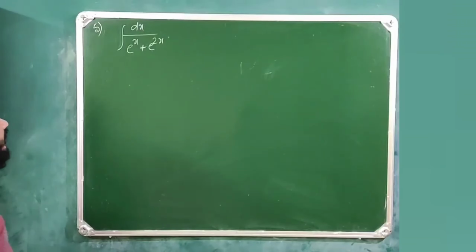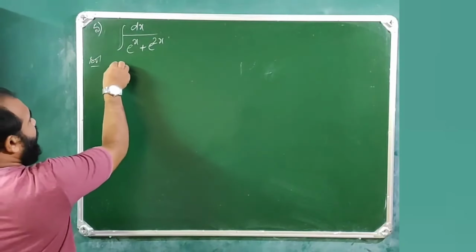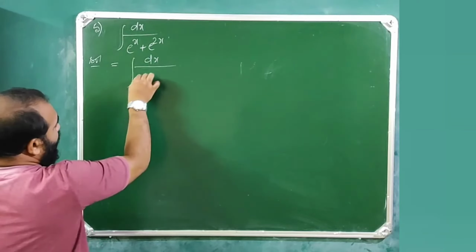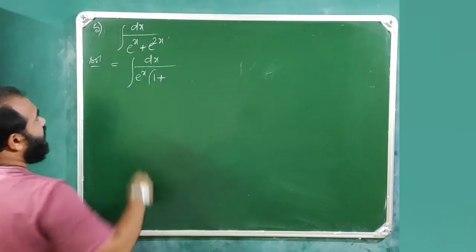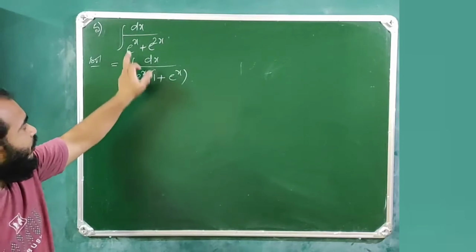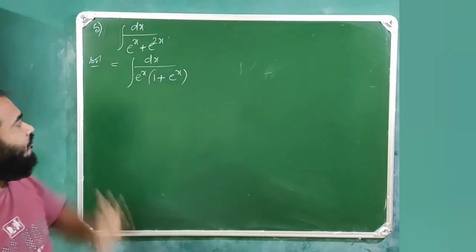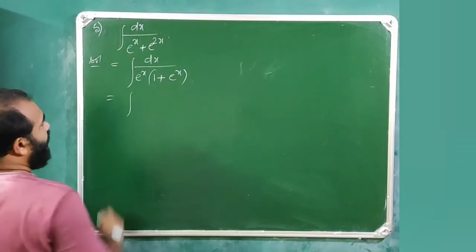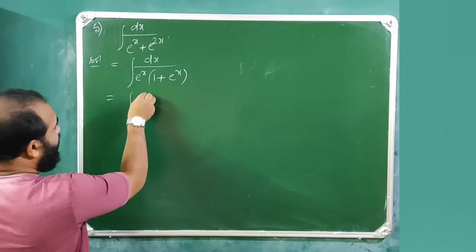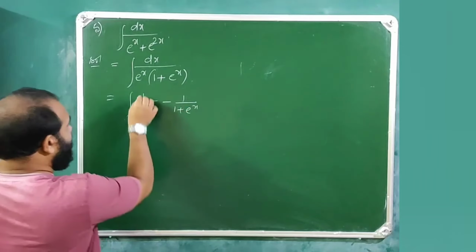The next question: integral dx by e power x plus e power 2x. So this is equal to integral dx by, let us take e power x as common, then we will get 1 plus e power x. e power x into 1 is e power x, e power x into e power x, bases equal, exponents are to be added, x plus x is 2x. So this we can write as integral 1 by e power x minus 1 by 1 plus e power x whole dx.